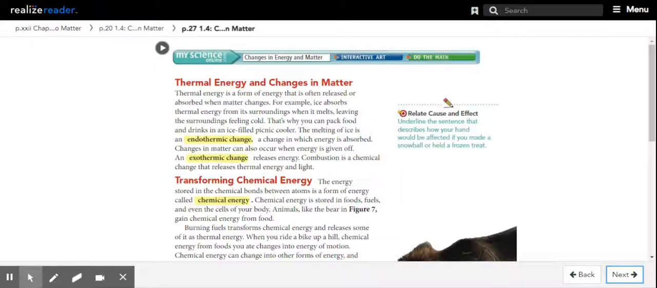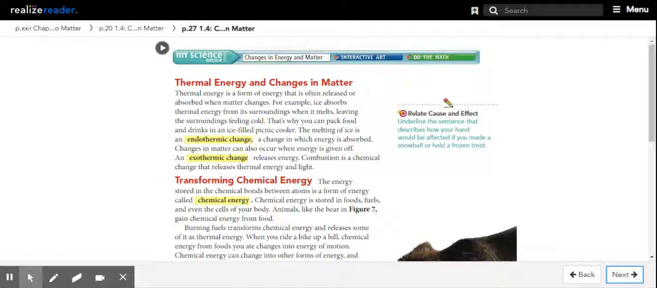Page 27. Thermal energy and changes in matter. Thermal energy is a form of energy that is often released or absorbed when matter changes. For example, ice absorbs thermal energy from its surroundings when it melts, leaving the surroundings feeling cold. That's why you can pack food and drinks in an ice-filled picnic cooler. Melting of ice is an endothermic change, a change in which energy is absorbed.